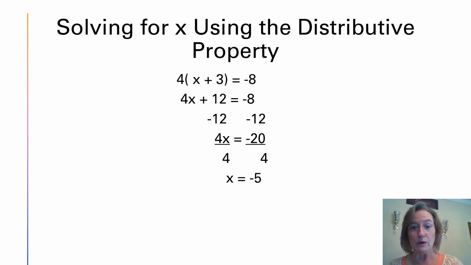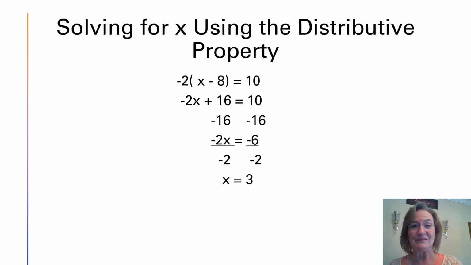Now again, if you would like to take the negative 5 and put it in here to see if it's the correct answer, you can do that. Negative 5 plus 3 is negative 2. And negative 2 times 4 is negative 8, which is what we would need to have to make this equation true. I would ask at this point, how are you doing? But I can't see you, so I don't know. So let's go to the next example.